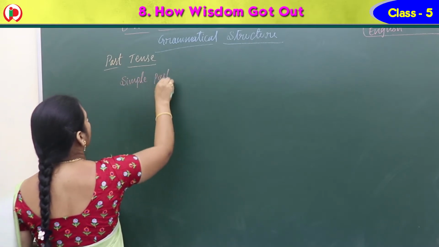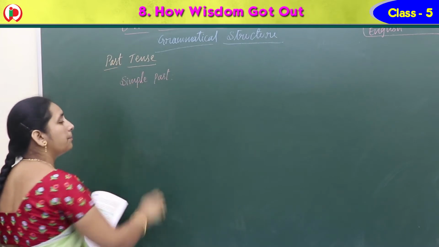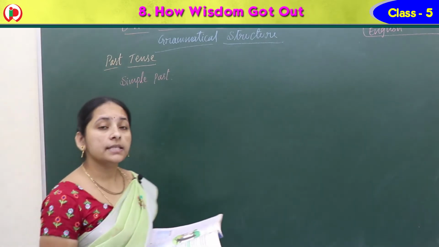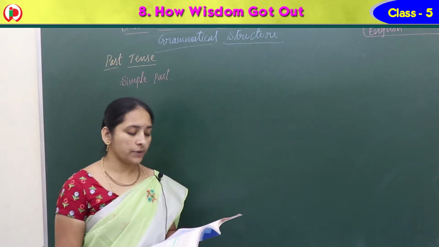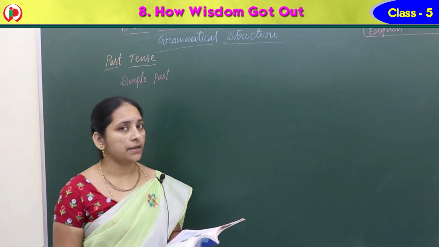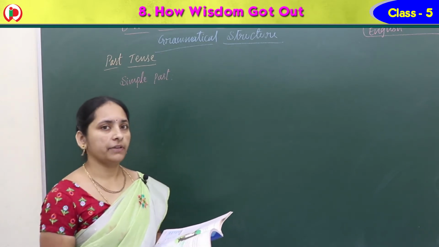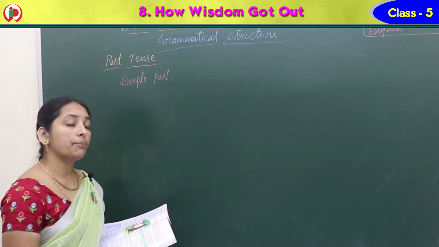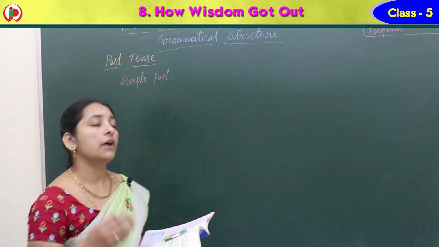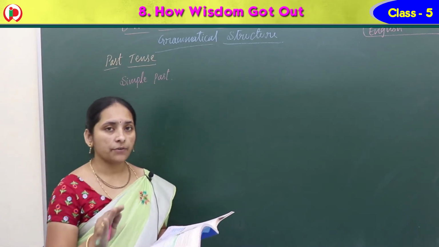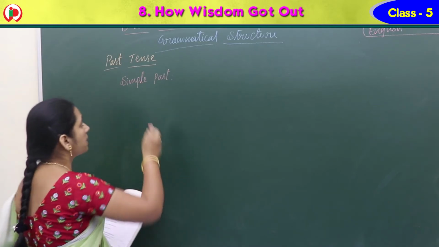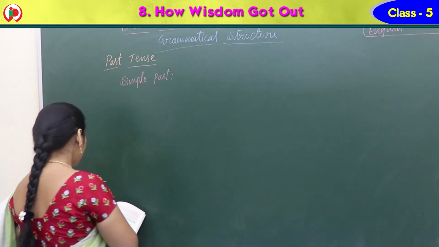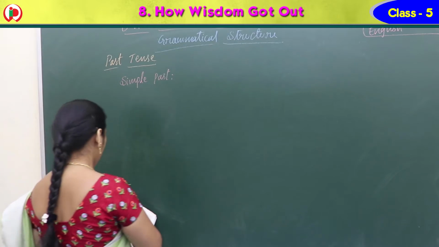For simple past we have past progressive, that means continuous, and past perfect. Mainly we have three here, and past perfect continuous also we have. Next you will get that, but now here three. So what are those? First, simple past. What is this simple past?